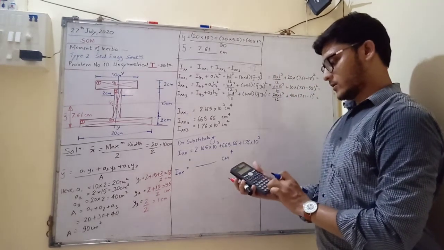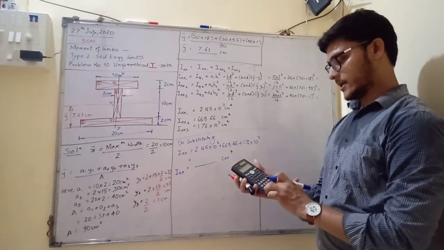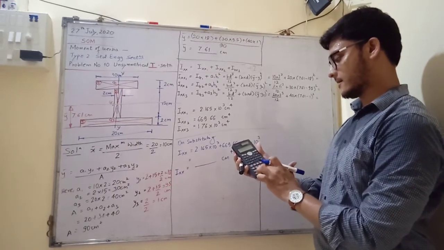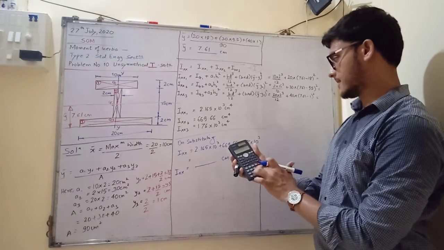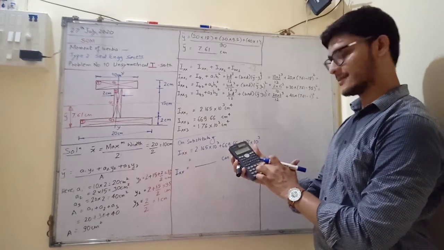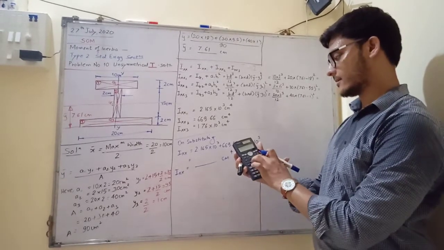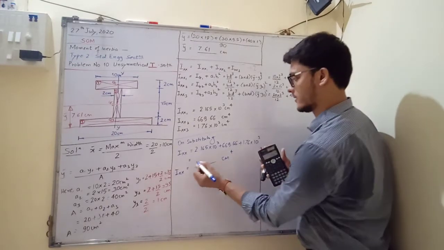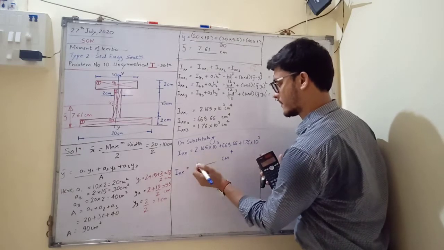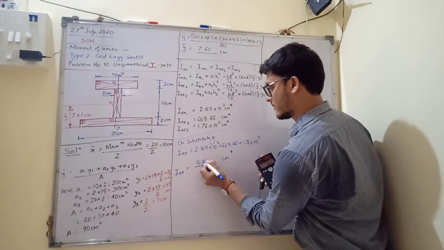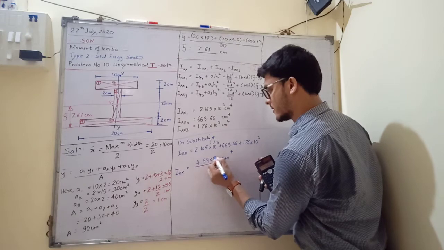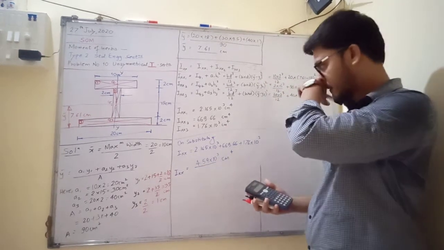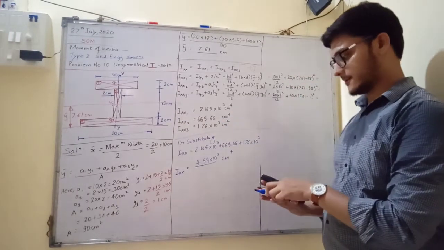So I'll add one by one. 2.165 into 10 raised to 3 plus 669.66 plus 1.76 into 10 raised to 3. That gives 4.59 into 10 raised to 3. This is the value of Ixx of this unsymmetrical I section.